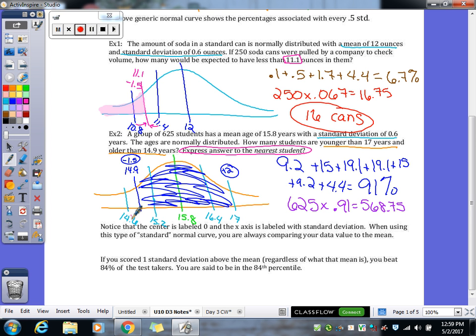Now, because this problem stated to round our answer to the nearest student, we don't do it like we did with the last one. That one was our implied rounding. This one they told us specifically to round to the nearest student. So it would be 569 students. You have your normal rounding rules when they specifically tell you where to round to.